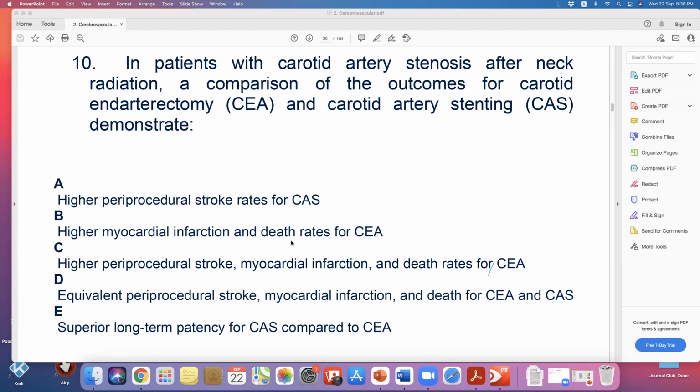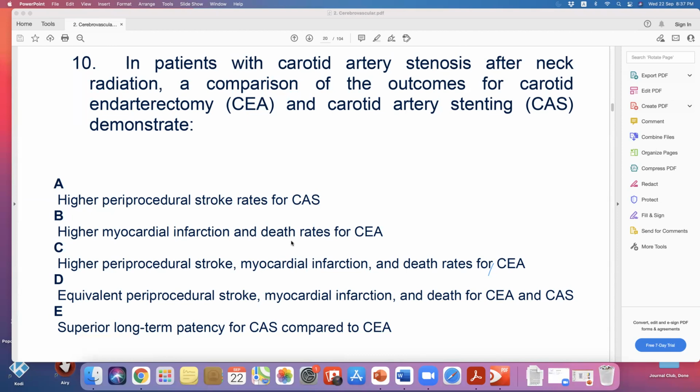Because all the studies showed that when you compare CAS with carotid endarterectomy, if you look at stroke and MI, there was no difference. That's the reason why they approved CAS. But in this scenario, the only problem is that you have more nerve damage because of the radiation, okay? Let's go to the next one. Higher pre-procedure stroke, MI, and death rates for endarterectomy, no. Equivalent pre-procedure stroke, MI, death for both endarterectomy and stenting, yes.